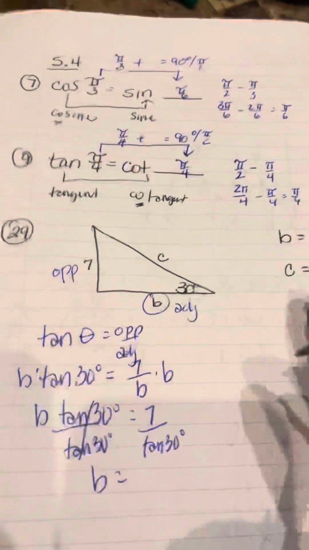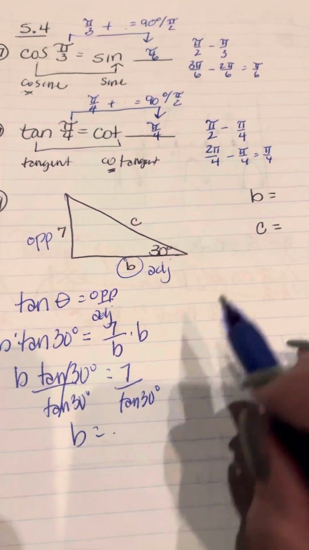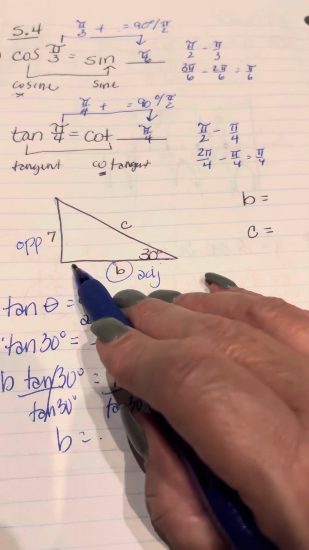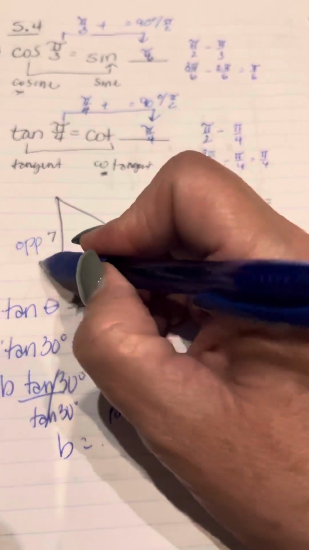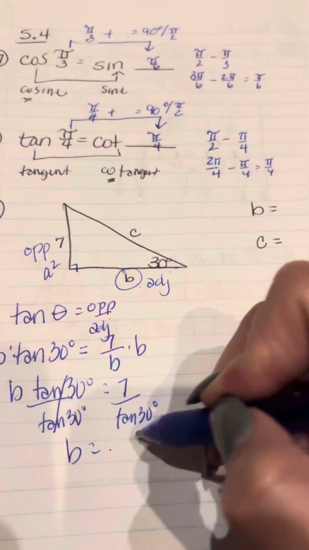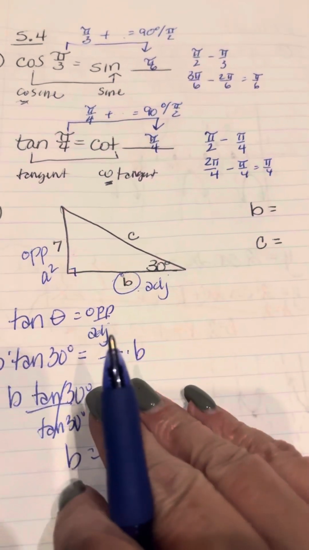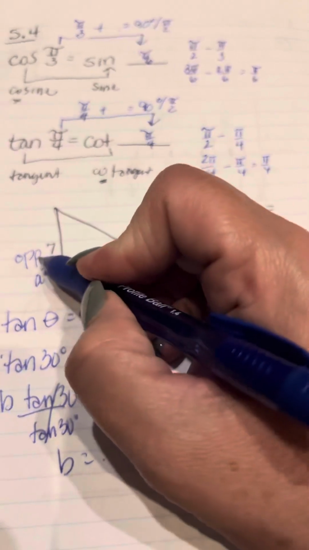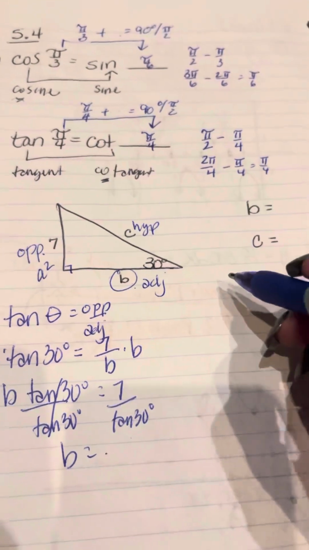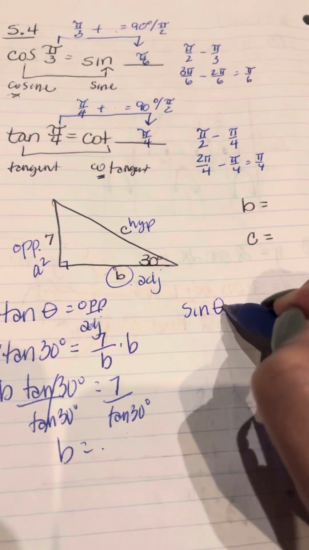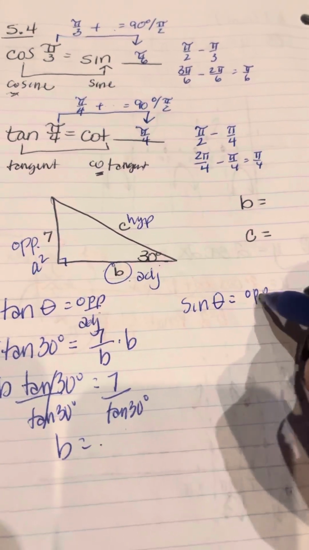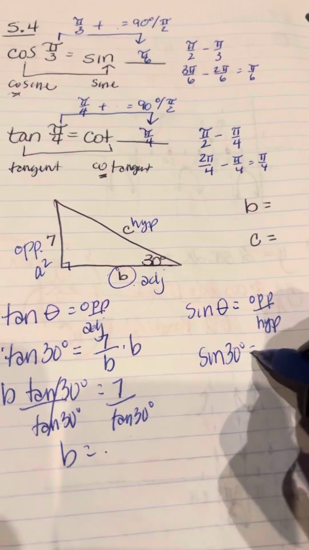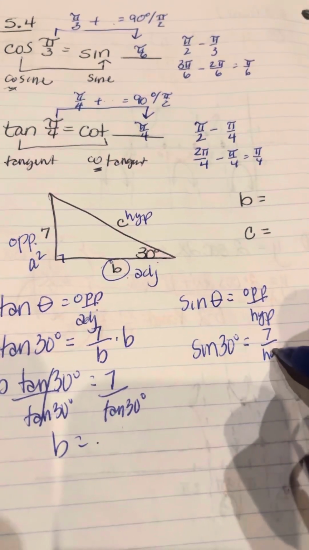Oops, gotta find C. Once you get B, then you have the opposite and the adjacent. This is a right triangle, so you could do a squared plus b squared equals c squared and find out what c is. Or you could write another trig function using opposite and hypotenuse. Sine is opposite over hypotenuse. So my angle again is 30 degrees, the opposite is 7 over the hypotenuse.